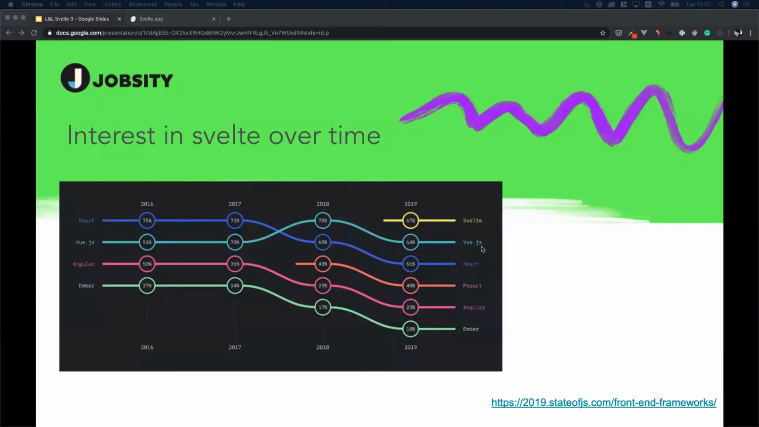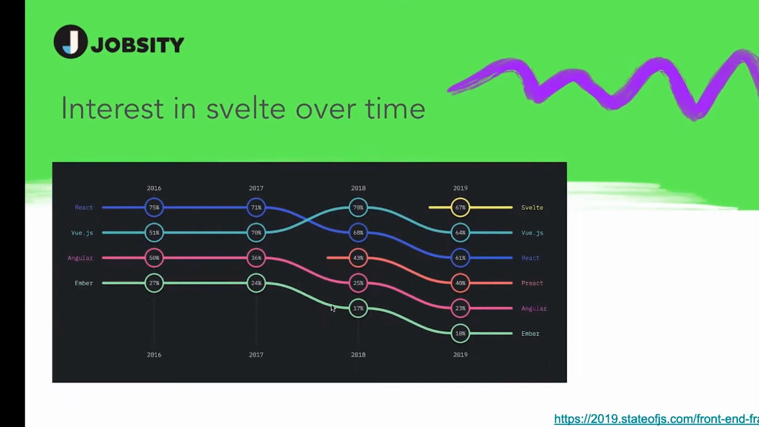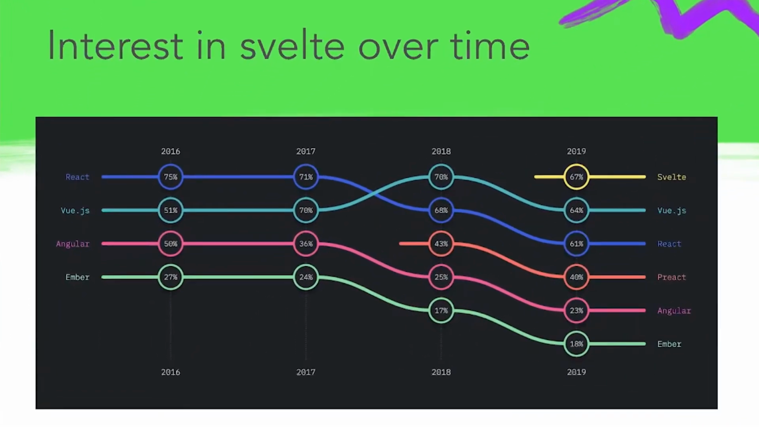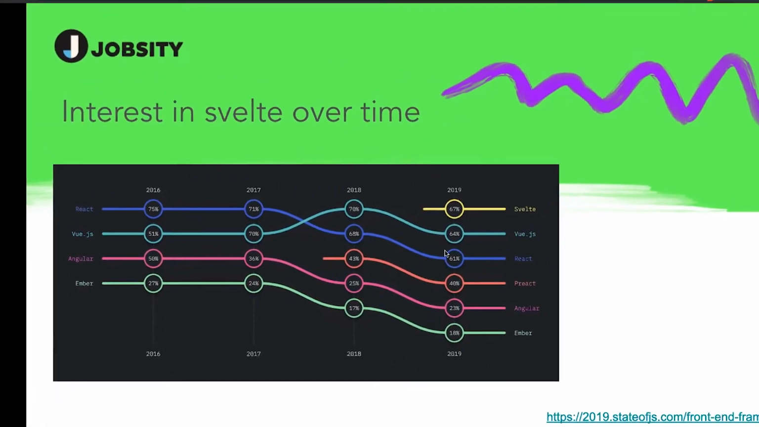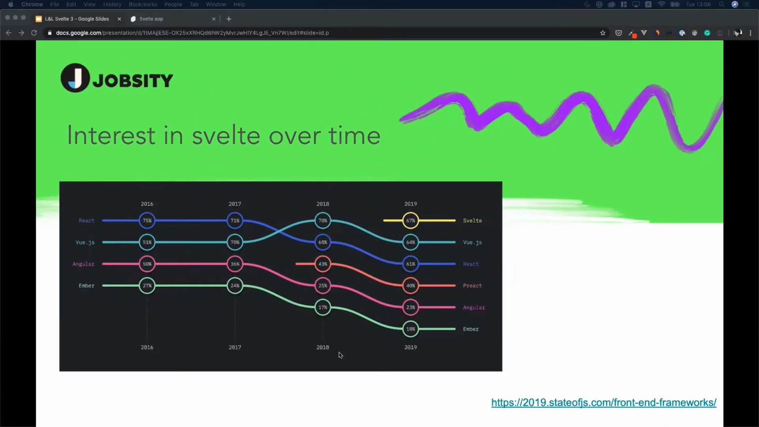So here we can have some statistics about this. This was taken from the State of JS survey that we had last year. As we can see, this is the interest in frameworks over time. Last year Svelte is the main framework that is getting a lot of attention. Svelte has been around since 2016, but last year was a really big year because they launched version 3, which is really nice.